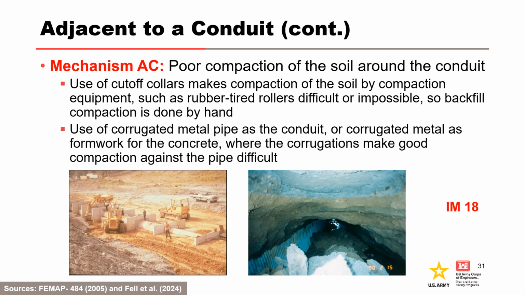Poor compaction of the soil around the conduit can also result from the following. On the left, the use of cutoff collars, which make compaction of the soil by compaction equipment, such as rubber tire rollers, difficult or impossible, so backfill compaction is done by hand. On the right, the use of corrugated metal pipe as the conduit, or corrugated metal as formwork for the concrete. The corrugations make good compaction against the pipe difficult.